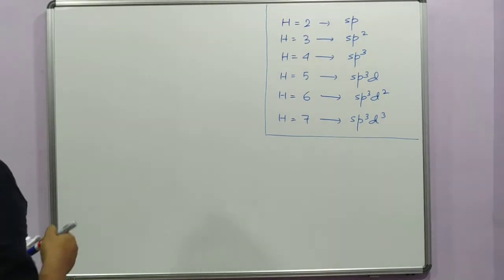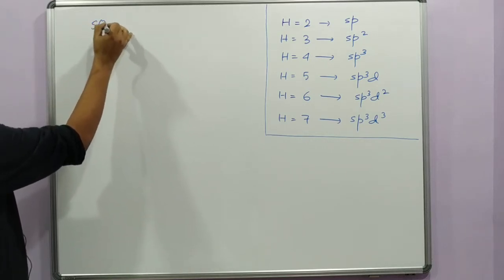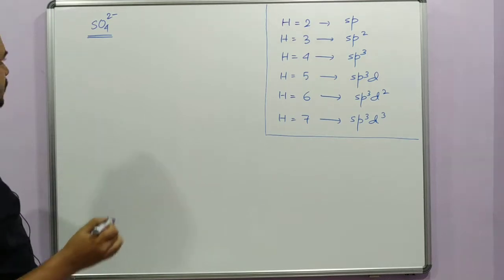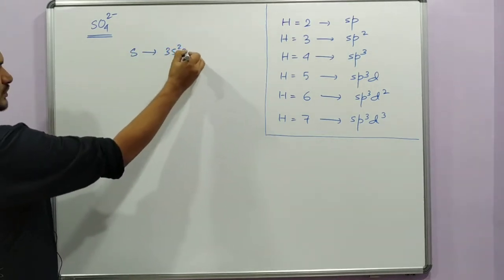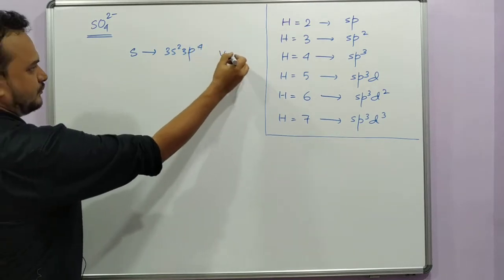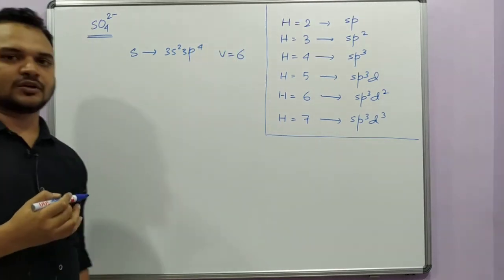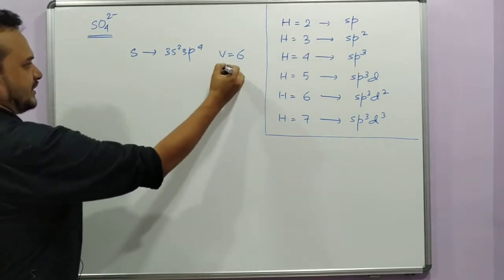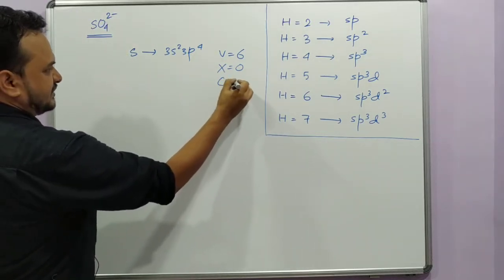Let us try some charged species now. For example, if I take the species sulfate, SO4 2-. The central atom here is sulfur, 3s2 3p4, giving you V equals 6. All terminal atoms here are oxygen, so all are divalent, so we will not count any one of them. So here X equals 0. There is no positive charge here, so C will be 0.